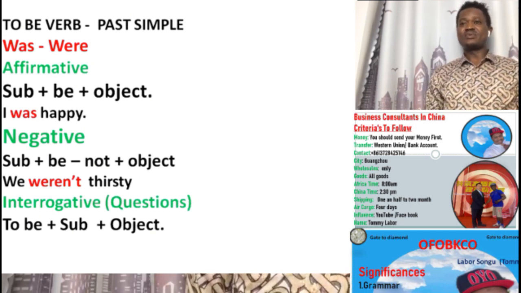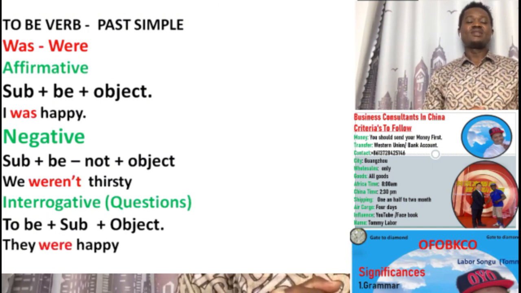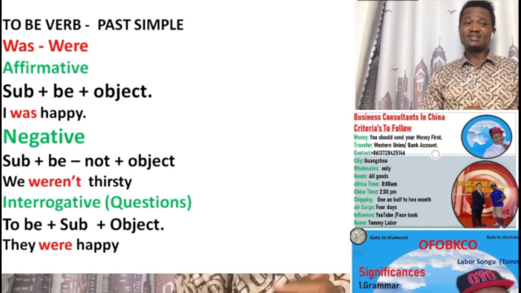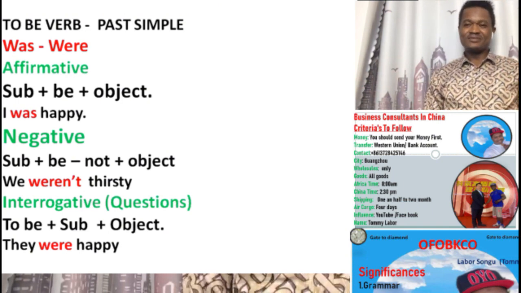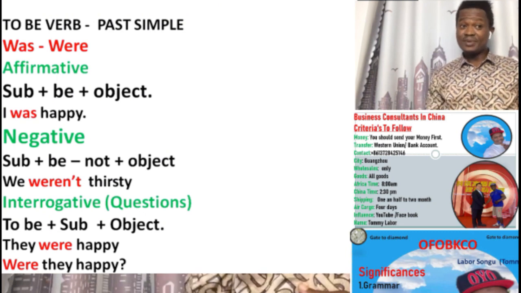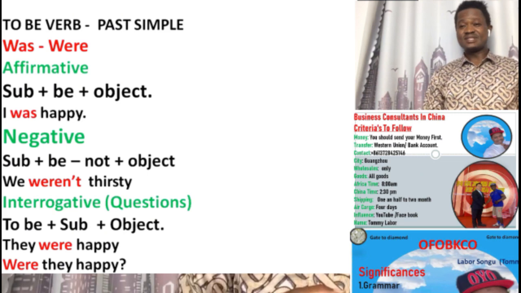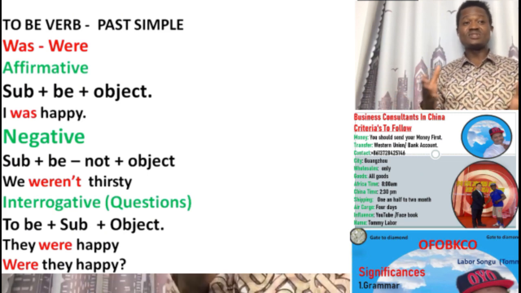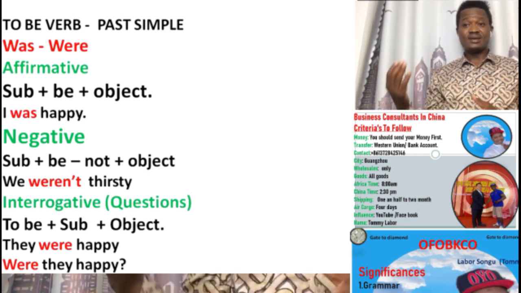So let's see the example here. They were happy is the affirmative form. But in the question form, it is: were they happy? Were they happy? So you have to say were. So this is when we use it in the plural form. Were, okay?